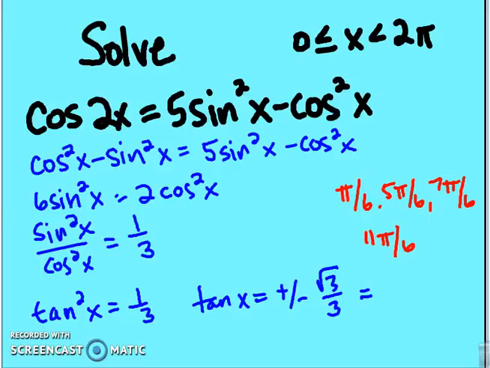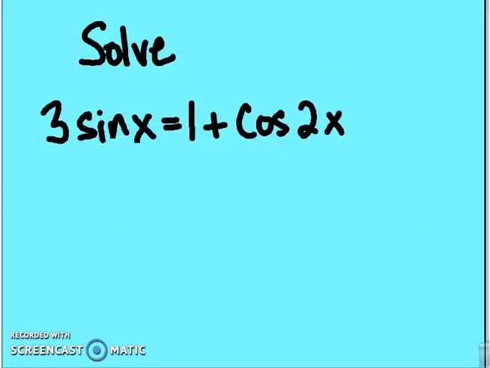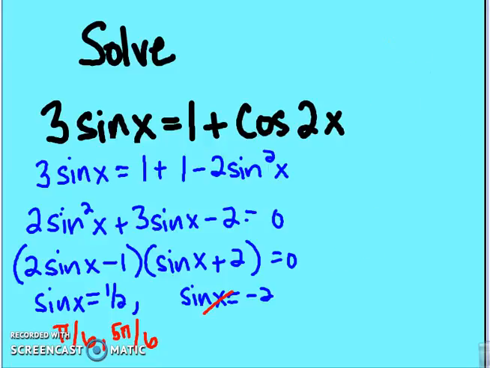Okay, one more, and then I think we're going to be done here. 3 sine x is equal to 1 plus cosine 2x. Okay, I'm going to rewrite this as 3 sine x is equal to 1 plus 1 minus 2 sine squared x, and I'm going to rewrite everything on the left-hand side of the equation: 2 sine squared x plus 3 sine x minus 2 is equal to 0. Factor: 2 sine x minus 1 times sine x plus 2.